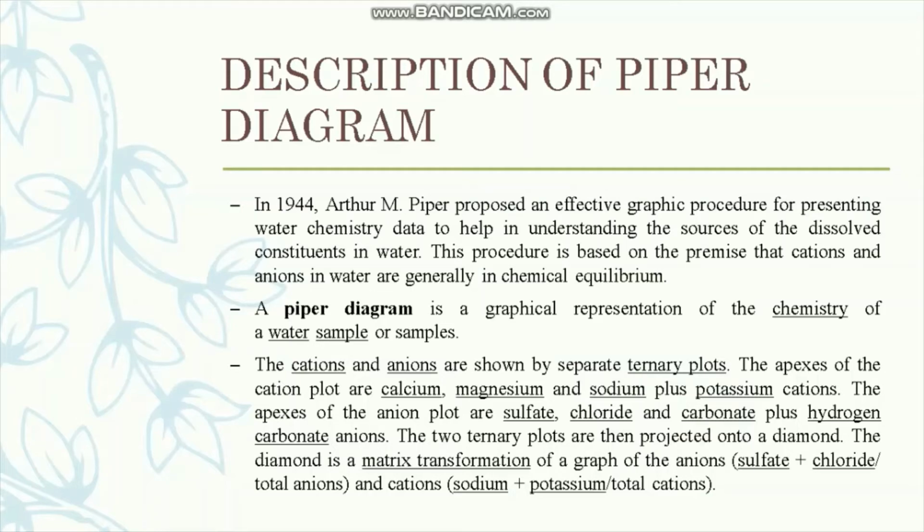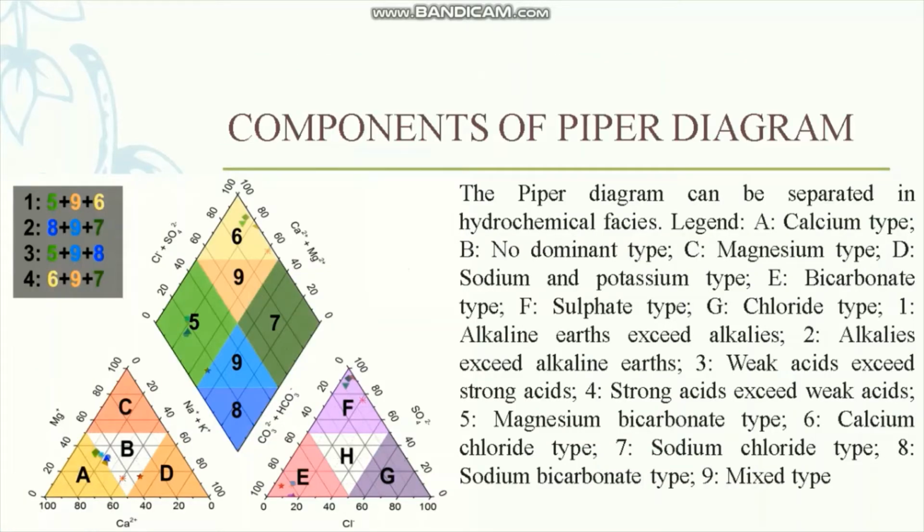So let's have a look at our diagram. This is the components of the Piper diagram. In this diagram, different color sets are shown, and with numbers we have shown the various colors: 6, 9, 6, 5, 9, 7, 8. So these numbers they have given. What do these numbers denote? We will see first of all 6.